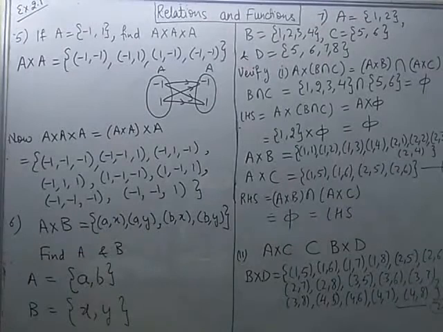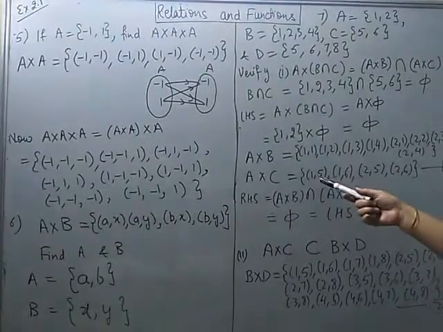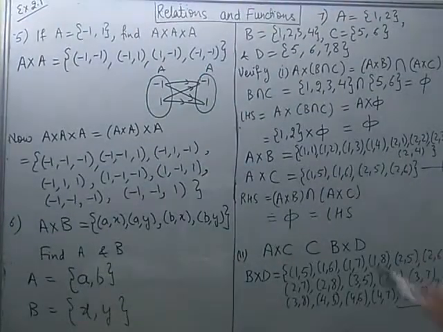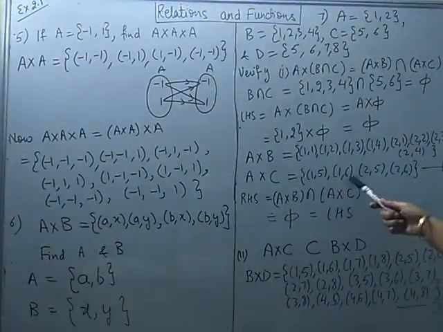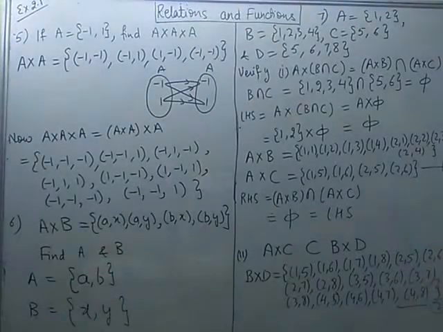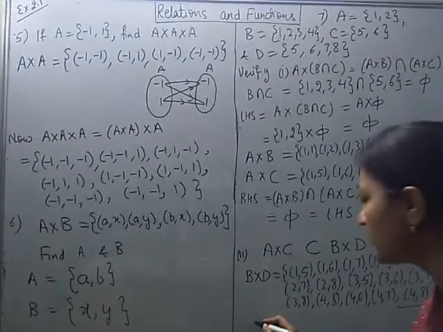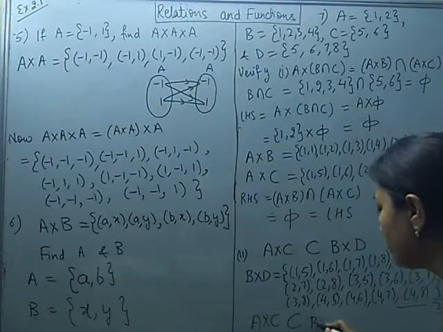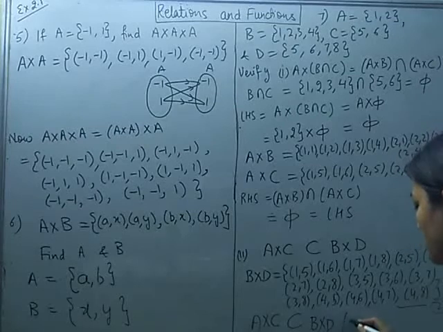Now you compare 1 and 2 and see, are all the pairs of A cross C in B cross D also? So see, (1,5) is available, then (1,6), we have (2,5), and (2,6) also. So we can write A cross C is a subset of B cross D. This we get from 1 and 2.